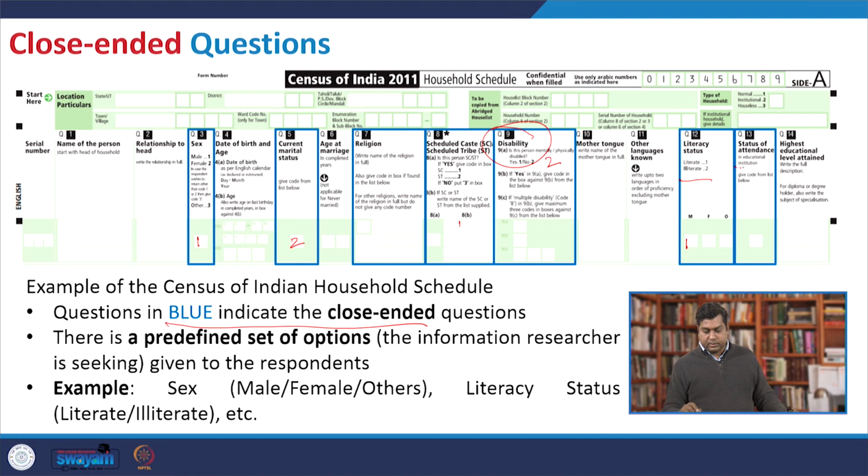Then you have the option of status of attendance. In this case, for an educational institution, you have to take it from the particular code that is defined. And from time to time, like in the 2021 household schedule, the government also tries to capture certain other socioeconomic information about the overall assessment of services and utilities, etc. So this is part A.